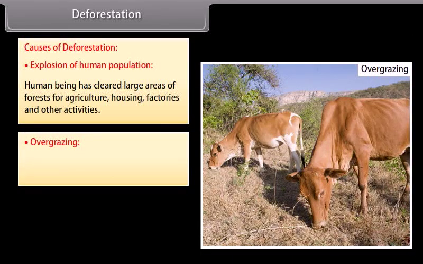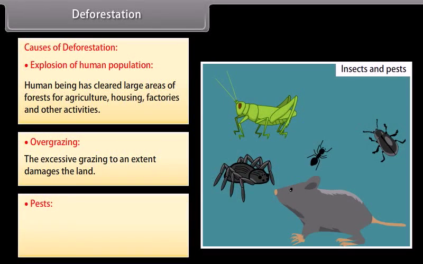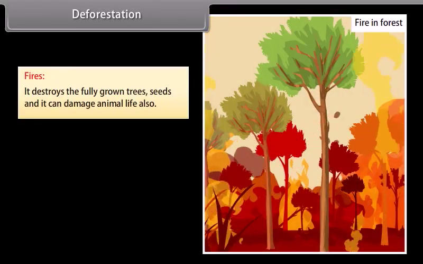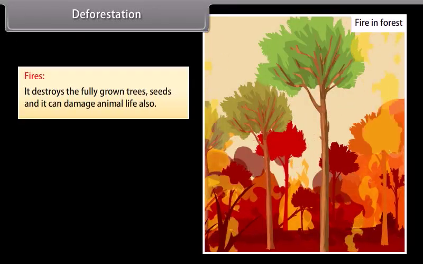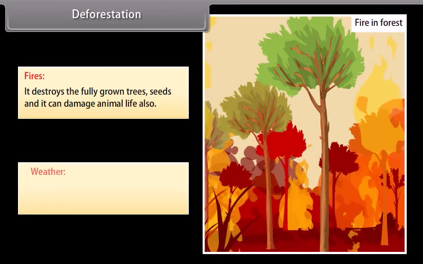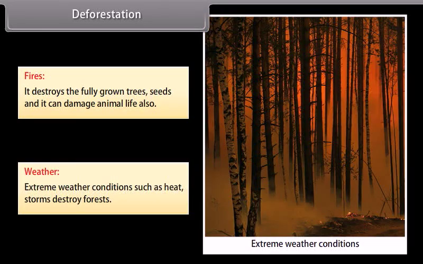Overgrazing. Excessive grazing to an extent damages the land. Pests. Many kinds of pests and insects destroy trees by eating up leaves and spreading diseases. Fires. It destroys fully grown trees and seeds, and it can damage animal life also. Weather. Extreme weather conditions such as heat and storms destroy forests.